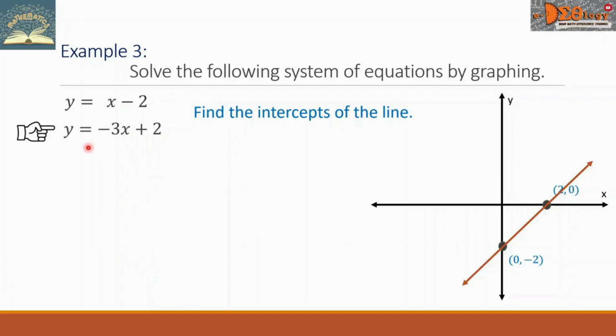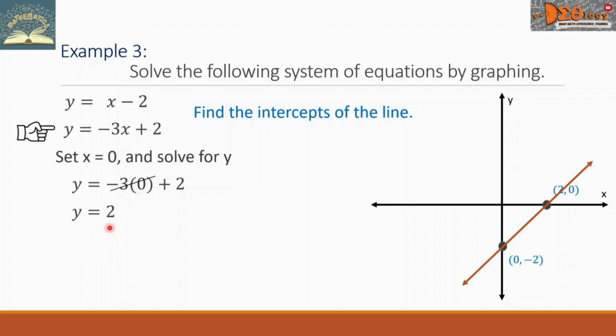We go to the second equation. Let us graph this. Let us find the intercepts of this line. We set x equals 0 and solve for y. So this y equals negative 3x plus 2 becomes y equals negative 3 times 0 plus 2. This negative 3 times 0 becomes 0. So y equals 2. The first point is 0, 2, or we say this is the y-intercept.